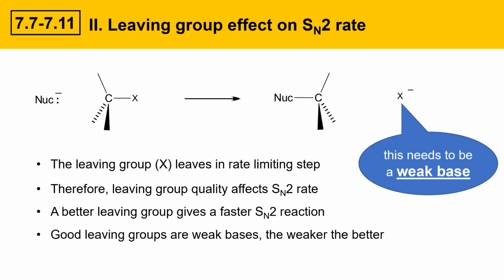Good leaving groups are weak bases, and the weaker the better. X-, when it leaves, should be nice and stable and should not be a strong base, should be a weak base. For the reaction to favor products, the leaving group X- should be a weaker base than the starting nucleophile. Reactions like to go from strong base to weak base, and if the reaction is set up that way, then the products will be favored.